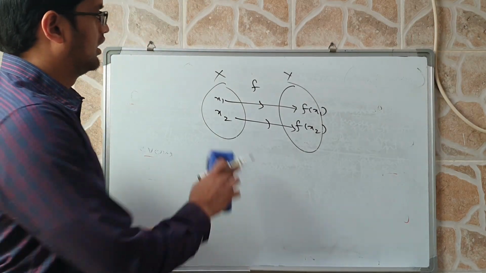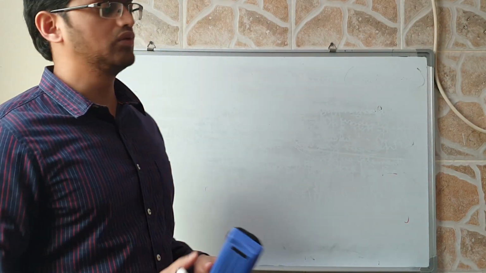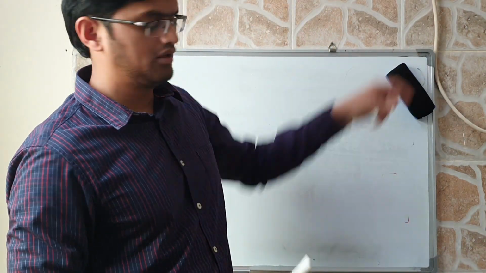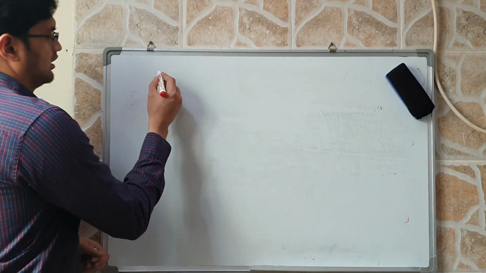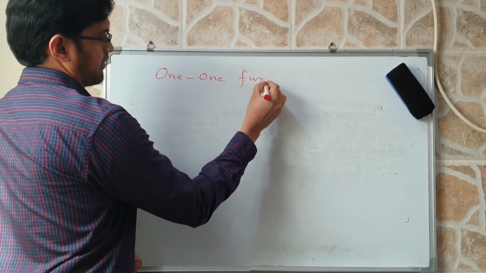So now let me start our topic, that is one-one function. See, what is a one-one function? The name itself will suggest to you very clearly: one to one. I should have a connection with only one person. If I have more than one, it is not one-one. So what is a one-one function? Let me define it.